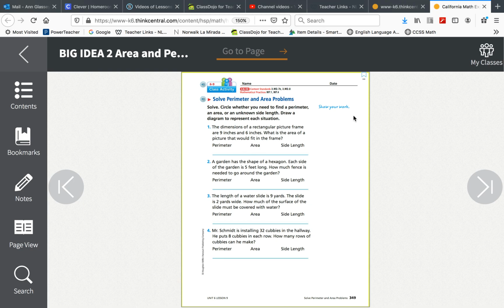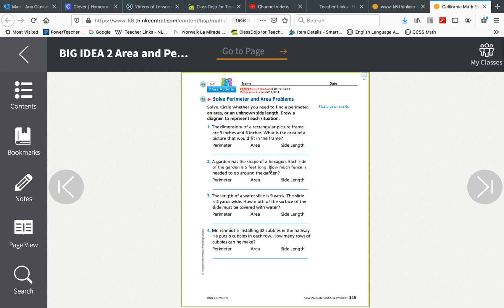So remember when we did the rainbow tiles at school for area? 6 rows of 9. How are you going to find 6 rows of 9? What operation will you use? Please solve. Remember to label inches squared. When you find area, there's little squares in there, so it's inches squared.